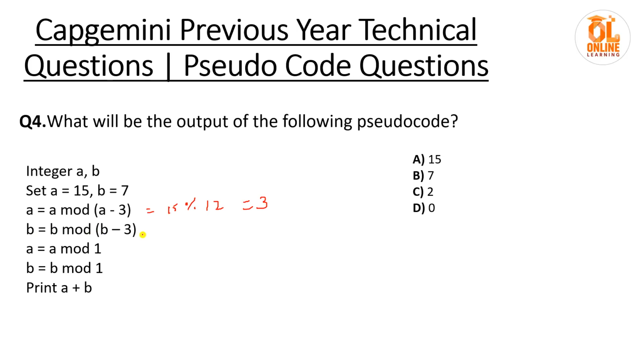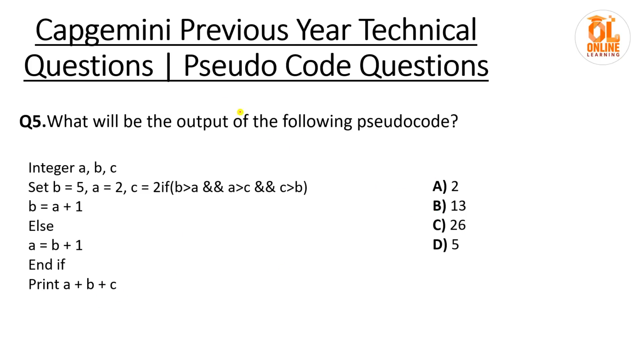And b equal to b mod. B is 7, 7 mod (b minus 3) is 7 mod 4, which is 3. Here also 3. So a equal to 3, b equal to 3. Then a equal to a mod 1. So a mod 1 means 3 mod 1. 3 mod 1 is 0. And b mod 1, b is 3. Again 3 mod 1 is 0. So 0, 0. 0 plus 0, answer is 0. Option D is the correct answer for this question.